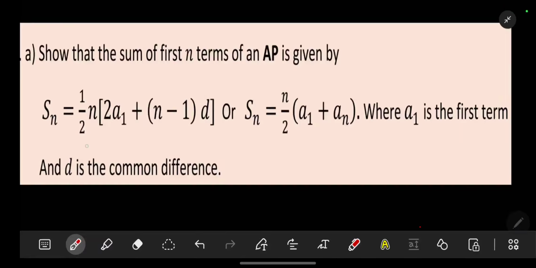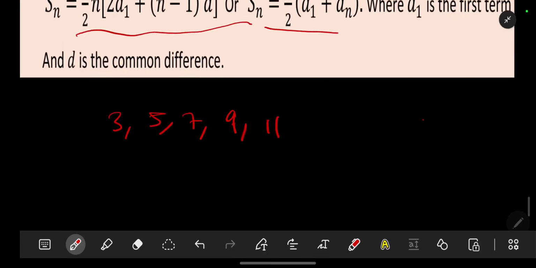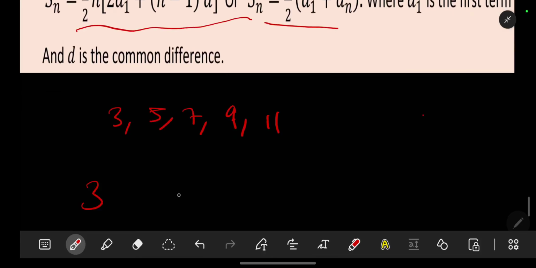So here today we are going to be deriving these two formulas. Firstly, if you have an AP, let's say you have 3, 5, 7, 9, 11. You will find that the first term is 3, the second term is 5.